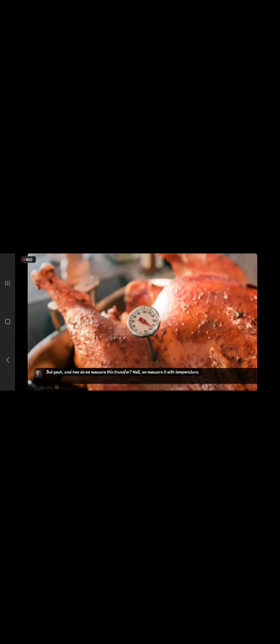But yeah, and how do we measure this transfer? Well, we measure it with temperature. Temperature is the measure of how fast on average the particles in an object are moving. So let's take an oven, for example. If we were to set the oven at 350 degrees Fahrenheit and we throw a turkey in there, that heat from the oven is going to want to make that turkey 350 degrees Fahrenheit.